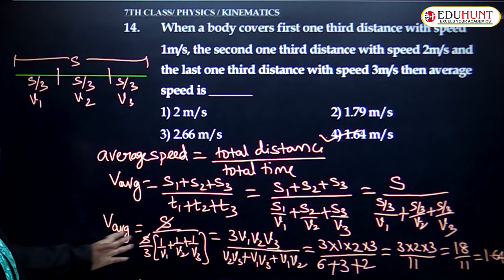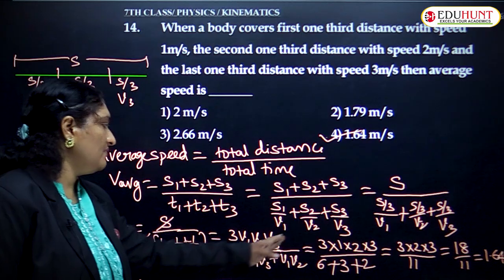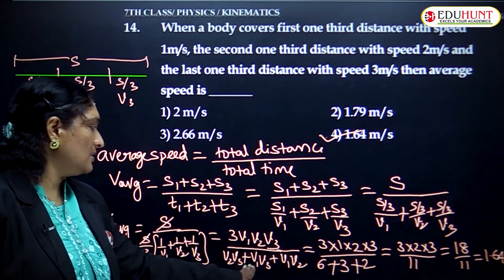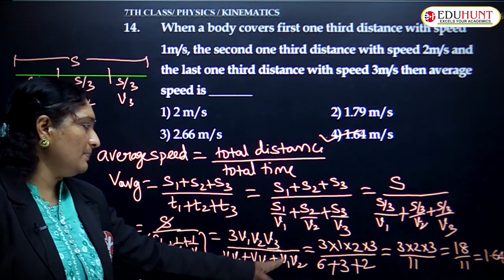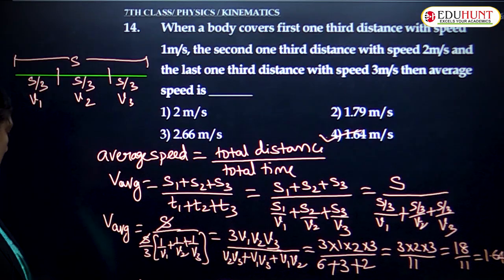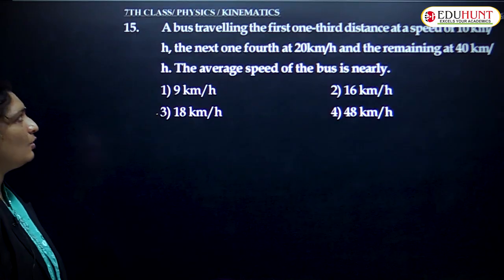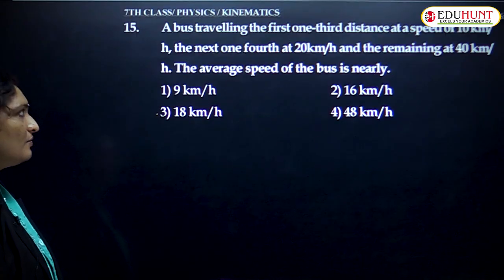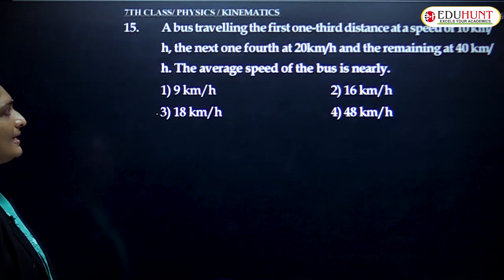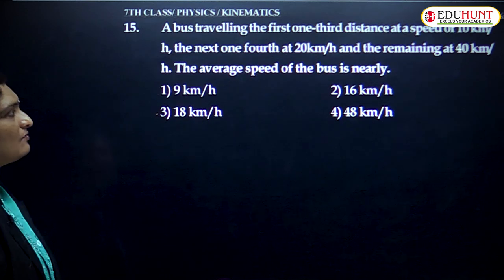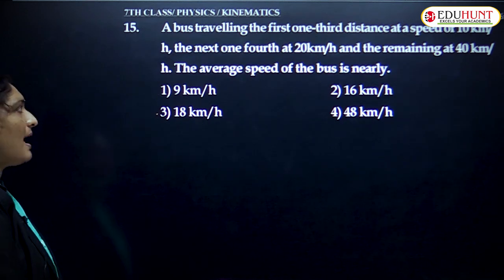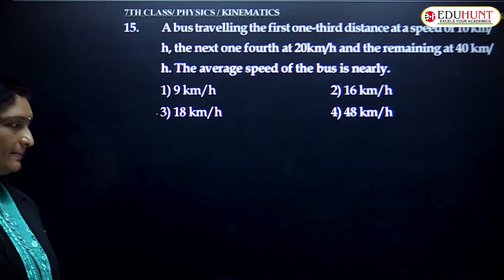Well, so you can remember the formula as 3 V1 V2 V3 upon V1 V2 plus V2 V3 plus V1 V3. Okay. Next, a bus traveling the first 1/3 distance at a speed of 10 km per hour, the next 1/4 at a speed of 20 km per hour and the remaining at 40 km per hour. The average speed of the bus is nearly.